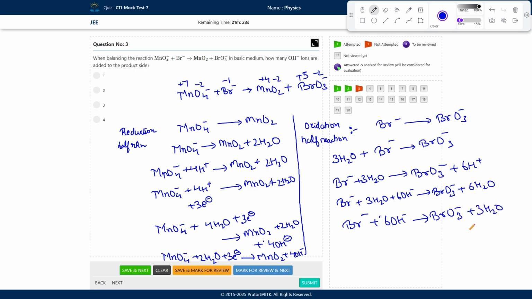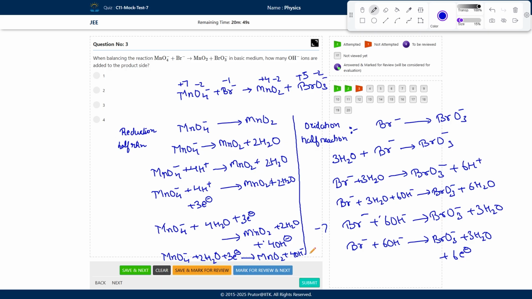Okay, now what is the charge balance? On the left hand side we have 7 negative charge, minus 7 charge is present. On the right hand side we have 1 negative charge, so we have to add 6 electrons here. So Br minus plus 6 OH minus gives BrO3 minus plus 3H2O plus 6 electrons. So 6 plus 1, 7 negative charge. On the left hand side also we have 7 negative charge.